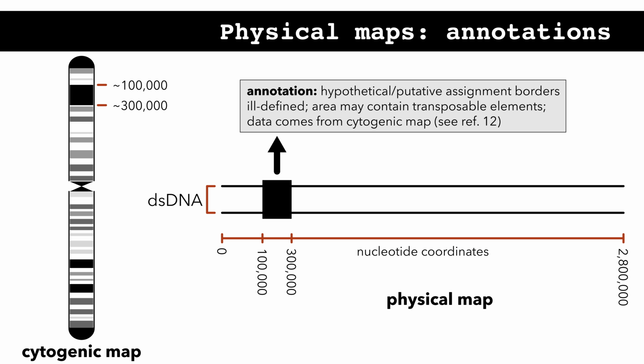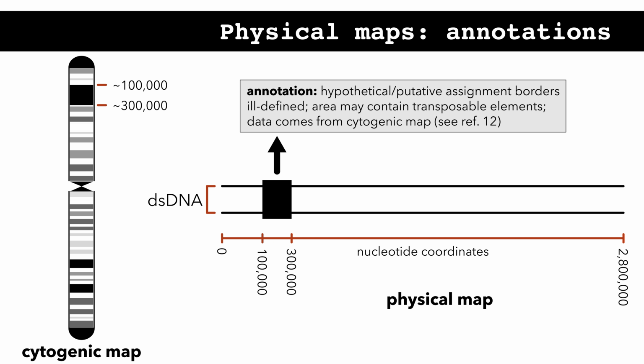Furthermore, this is a putative or hypothetical annotation. There is no biochemical or genetic data establishing that transposable elements are in that region. However, the area may contain transposable elements based off what we know about ultra-compacted heterochromatin. The point is, we can annotate a physical map with putative or hypothetical assignments even if they have ill-defined borders.